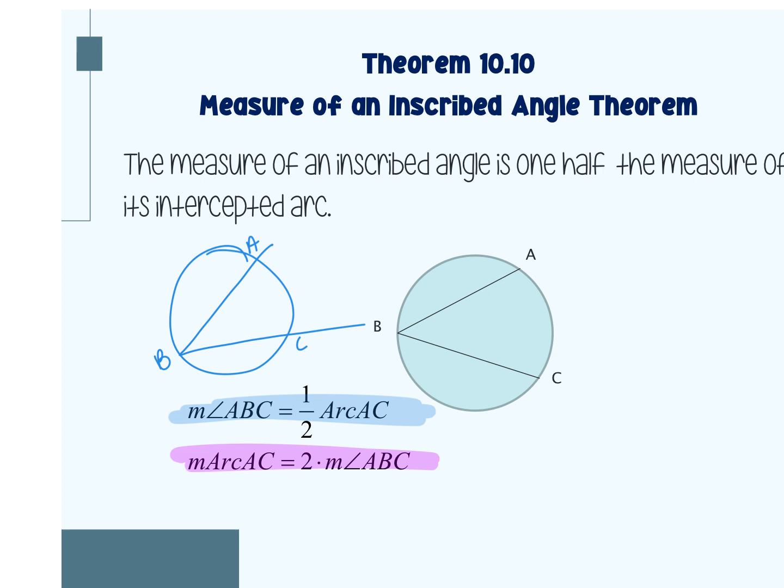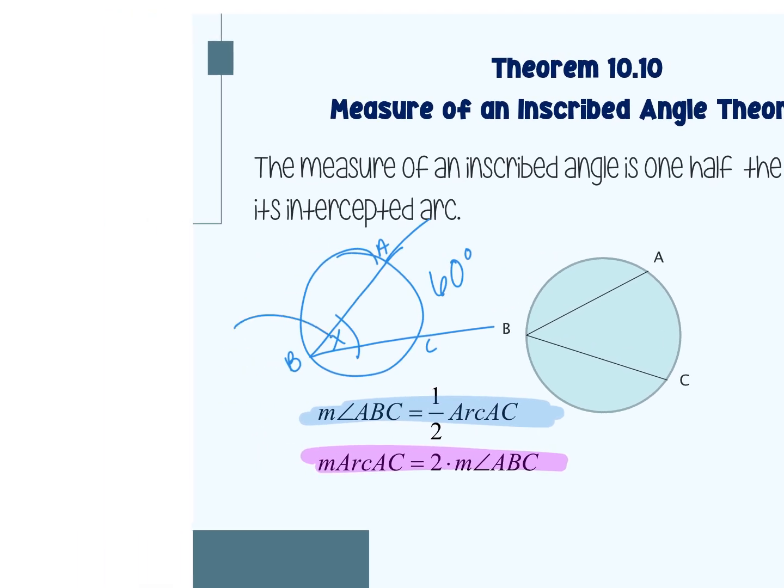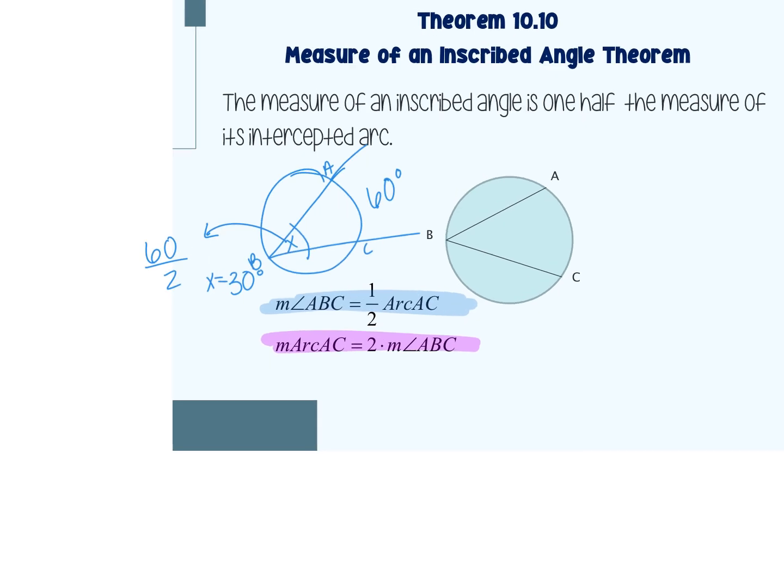So what that means is, if this was, let's say, 60 degrees, how would I find X? Good. So in order for me to find X, what you have to do is take that 60 degrees and divide it by 2, and what would I get? So X equals 30 degrees. Okay, there is a difference between the one in blue and the one in purple that I'm going to draw.